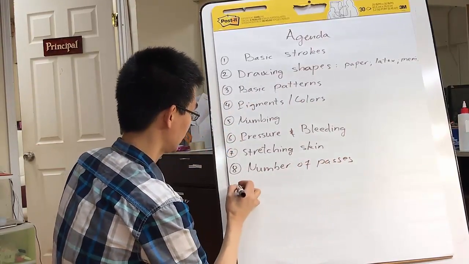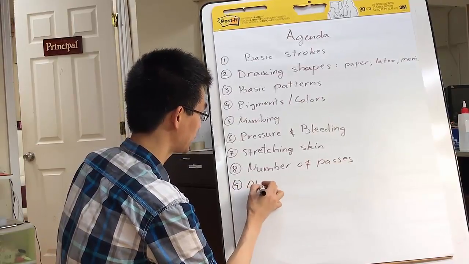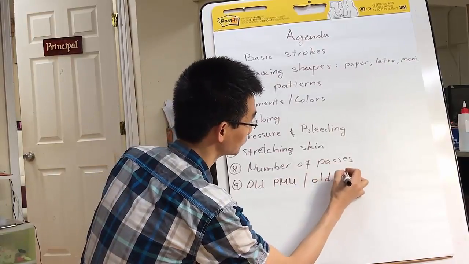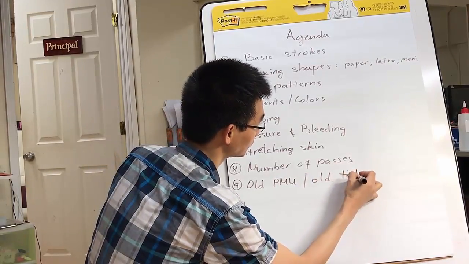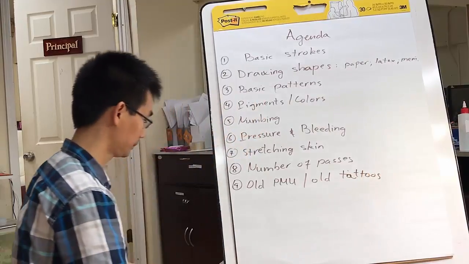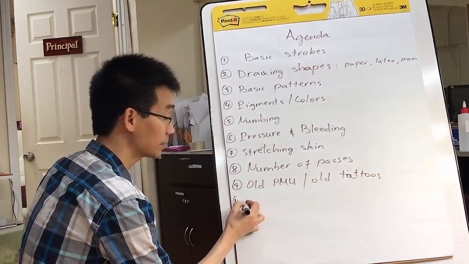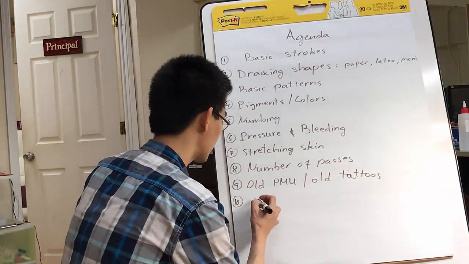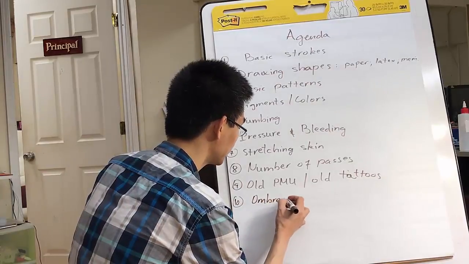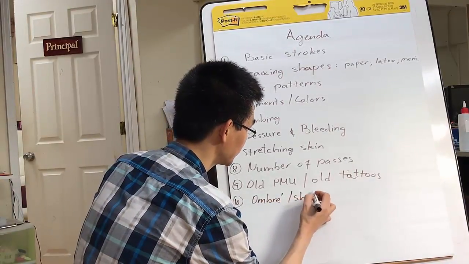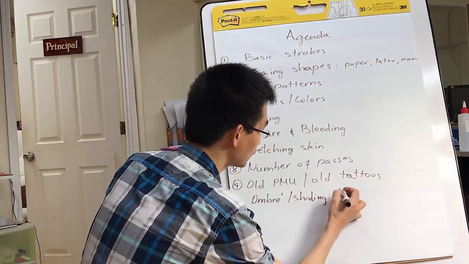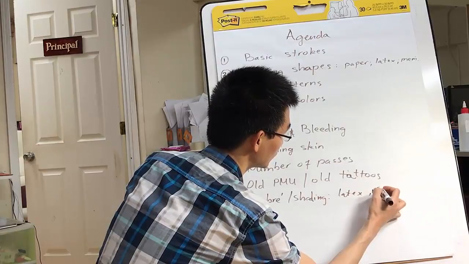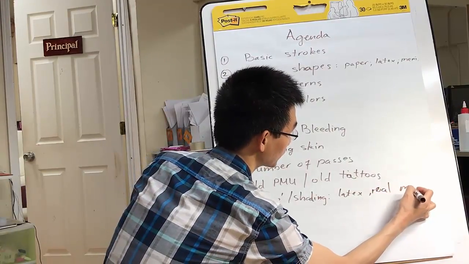And we haven't talked about the OPMU, OPMU or O tattoo. We touched a little bit yesterday about ombre, right? Ombre shading, we touched a little bit. So we will talk about that one, ombre or shading. And this one we need to cover on latex and also on our real model.